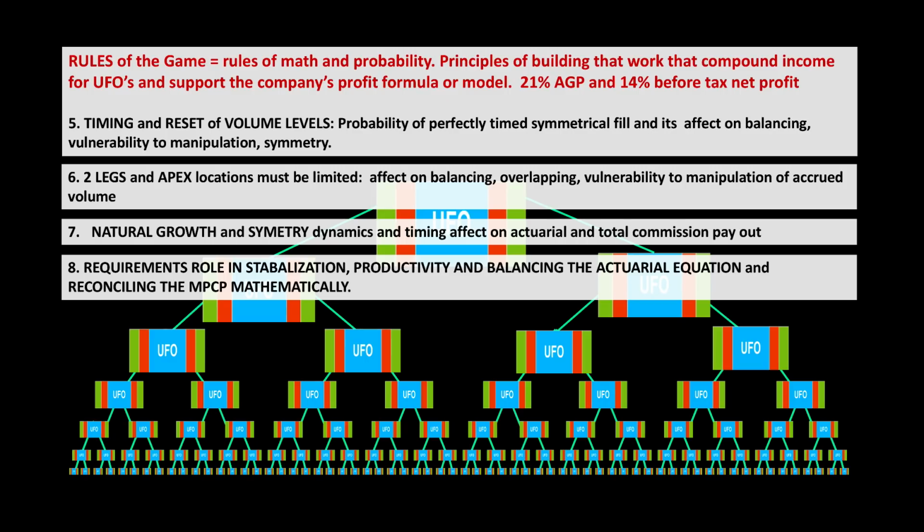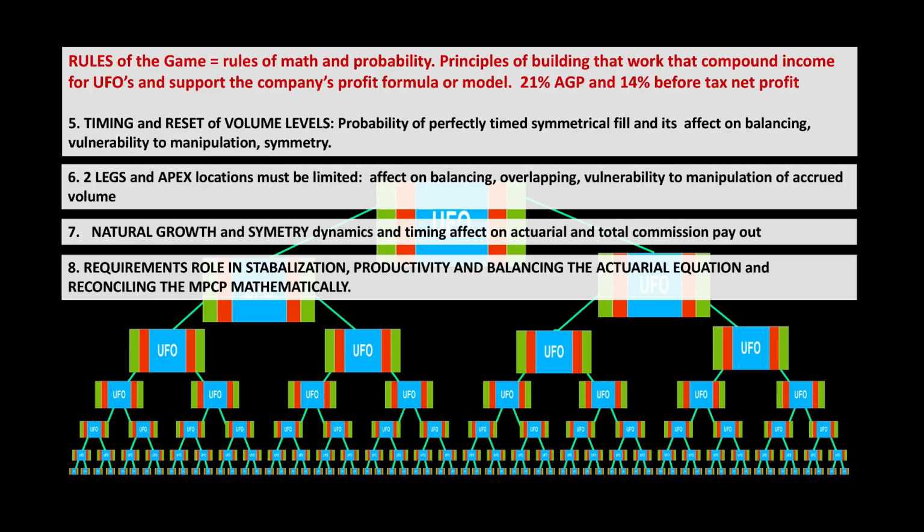Natural growth is natural growth. It's just the way it happens. It's the way life is, the way people are. I don't think anybody's going to change human behavior or the timing of the randomness of life for different individuals. It's the way it is. It's reality. So natural growth and symmetry dynamics and timing affect the actuarial and the total commission payout. And every time that we see something like that, we find that it was not natural. It was manipulated, synthesized, because it just doesn't happen by human nature.